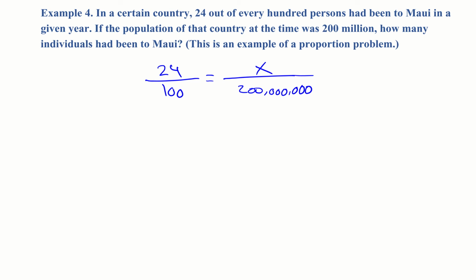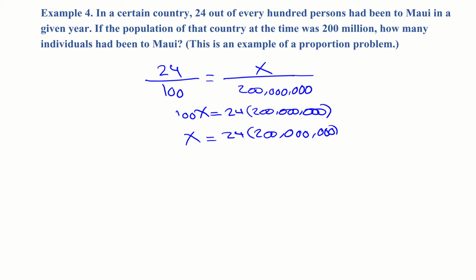Again, we're going to start by cross multiplying. So we get 100x equals 24 times 200 million. So x equals 24 times 200 million over 100. So now we'll just get some help from a calculator.